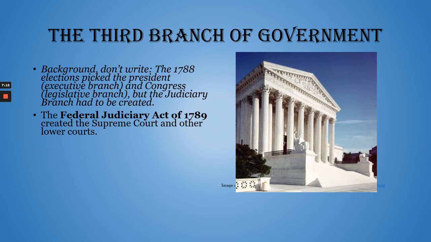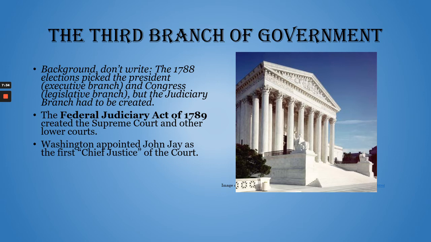A justice, basically just think of it as a judge. That's what we call judges at the Supreme Court. If you're on the Supreme Court, you're not called a judge, you're called a justice. There are only 6 of them. There are 9 now. So the judicial branch was really a lot smaller, as were all aspects of the government in the 1700s. So the Federal Judiciary Act of 1789 creates the Supreme Court and other lower courts.